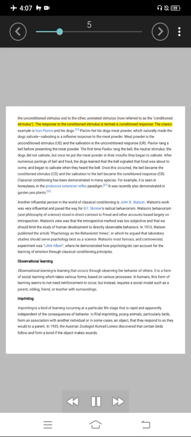The classic example is Ivan Pavlov and his dogs. Pavlov fed his dogs meat powder, which naturally made the dogs salivate. Salivating is a reflexive response to the meat powder. Meat powder is the unconditioned stimulus, US, and the salivation is the unconditioned response, UR.